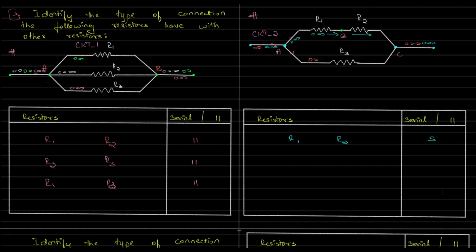The next one is what we have to understand very clearly. The combination of R1 and R2, and R3. So this as a whole is in series with R3, sorry, parallel with R3. So the combination of R1 and R2, and R3 are parallel with each other.